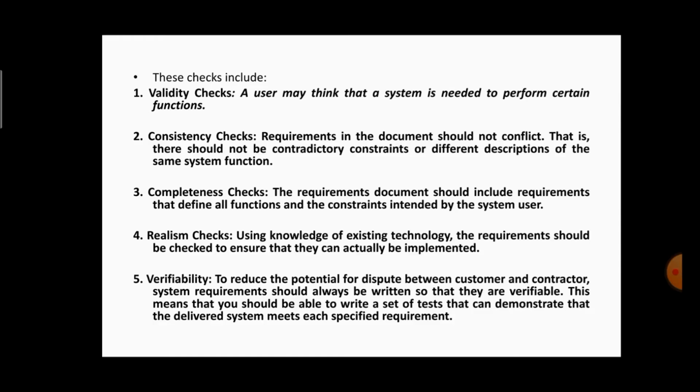And the next one is the completeness check. Completeness check means the requirement document should include requirements that define all functions and constraints that are intended by the system user. You have to check whether all the requirements are there. If any requirements are skipped, then I can't tell that it is complete. Not only that, your requirement should explain what they want in a complete way. Along with the functions, it should also include the conditions and constraints. Then only I can tell that the requirement is complete.